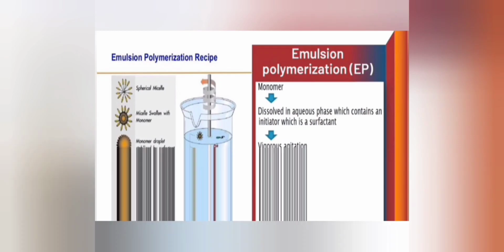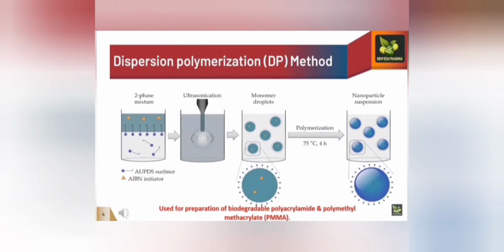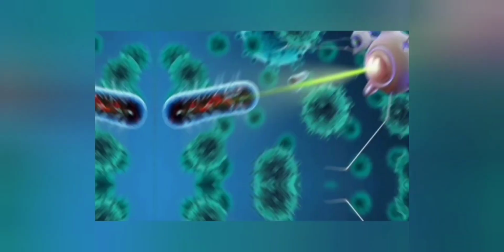Next method is the dispersion polymerization method. It is used for preparation of biodegradable polyacrylamide and polymethyl methacrylate. Here, in a two-phase mixture, after ultrasonication, monomer droplets undergo polymerization at 75 degrees Celsius and form nanoparticle suspensions.